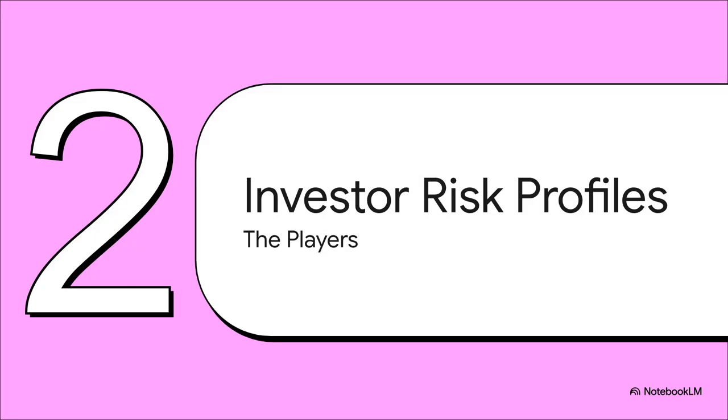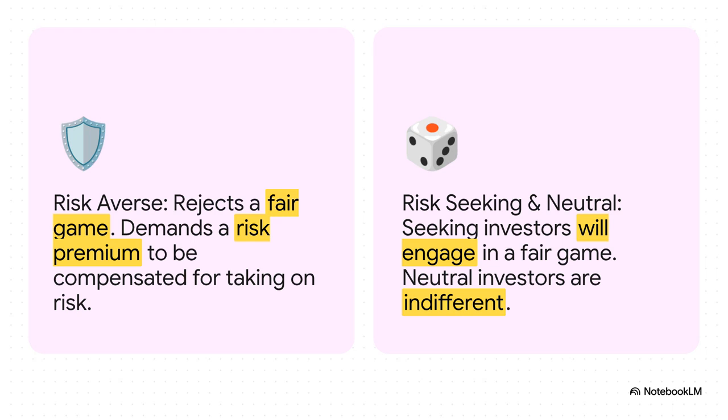MPT puts everyone into a few different buckets based on one simple thing: how you feel about risk. So the main character in this story is the risk-averse investor. And let's be honest, that's most of us. We're not going to take a 50-50 bet unless the potential win is a lot bigger than the potential loss. We need a little something extra, a risk premium, to make it worth our while. On the other end, you've got your risk-seeking investor who kind of loves the gamble, and the risk-neutral investor who doesn't care about risk at all. They just want the highest possible average return, period.